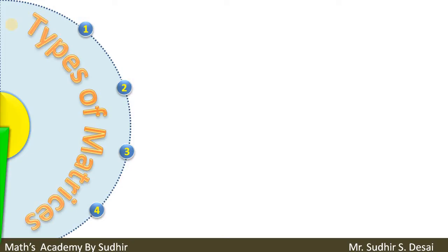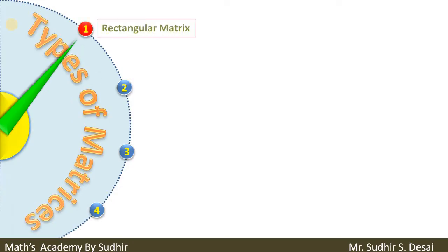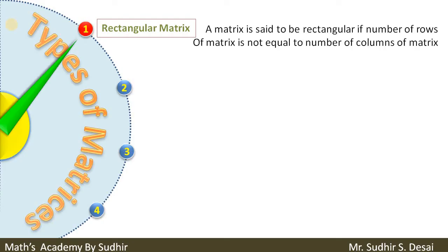So first type of matrices is rectangular matrix. A matrix is said to be rectangular if number of rows of matrix is not equal to number of columns of matrix. For example, now here the matrix A. What is the order of this matrix? It is of order 3 by 2. So you can clearly observe that number of rows are 3 and number of columns are 2. So they are not equal. So this type of matrix is called as a rectangular matrix.